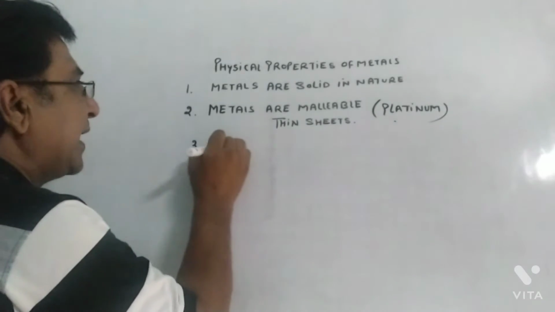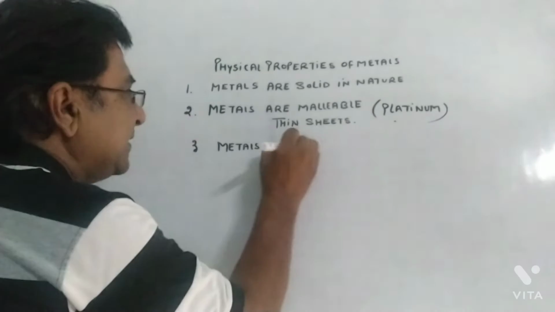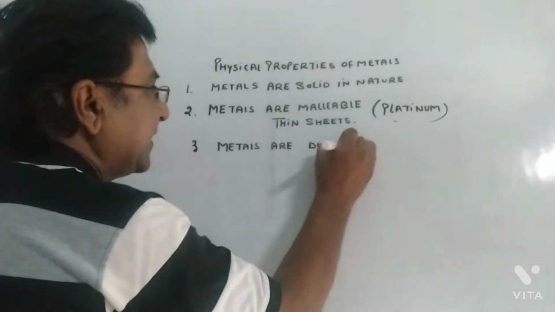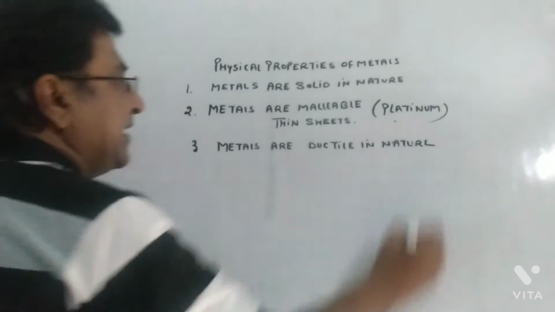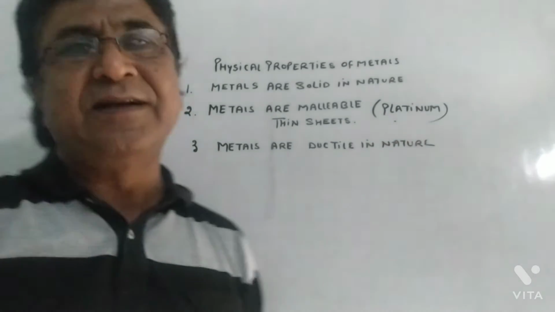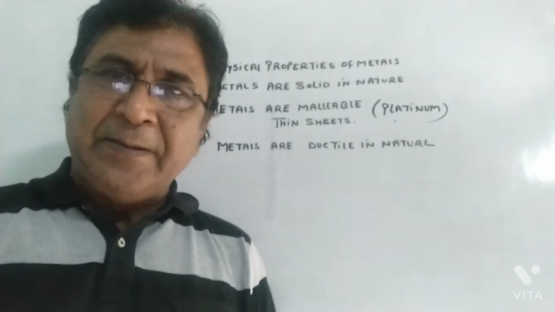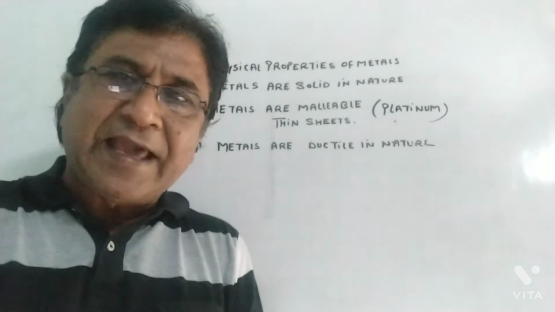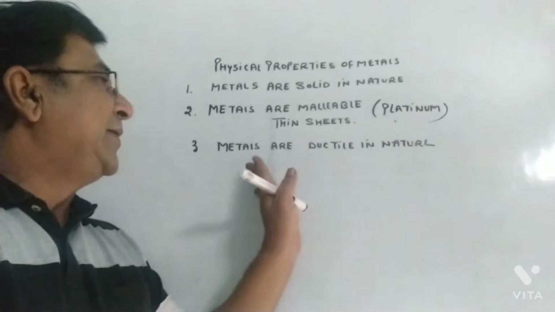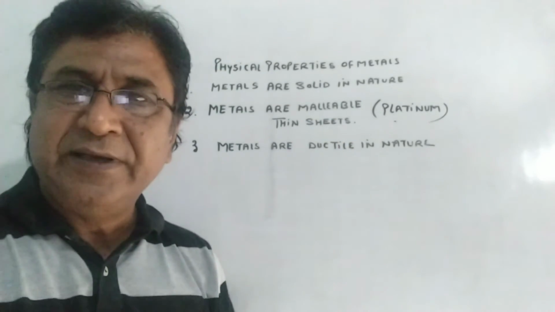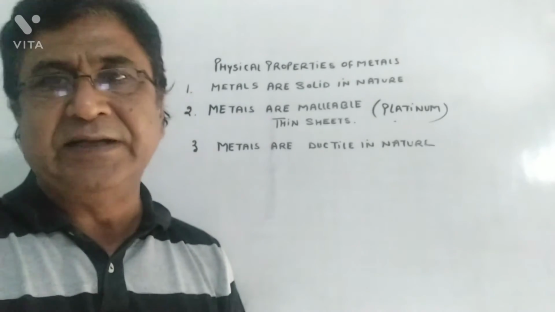Next one. Metals are ductile in nature. Ductile in nature means what? Now, you see, atoms of the metals are binding with a great strength, so they are not going to leave. But because of that reason, we can actually change them into different shapes. Here, ductility means metals, if subjected to higher pressure, can be converted into thin wires.